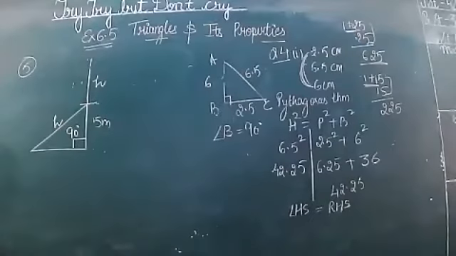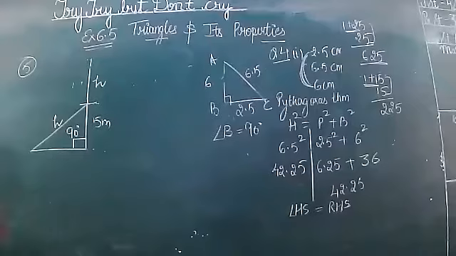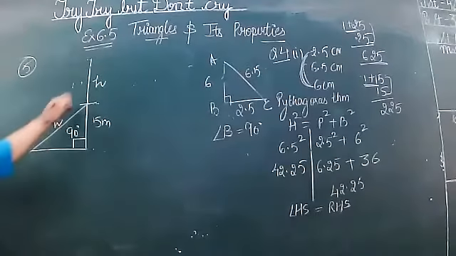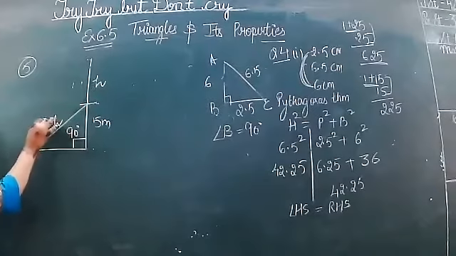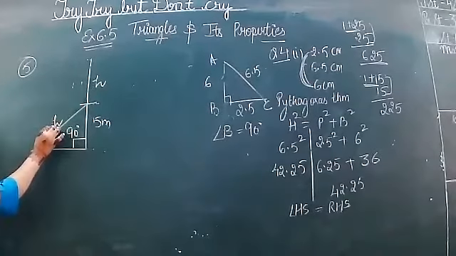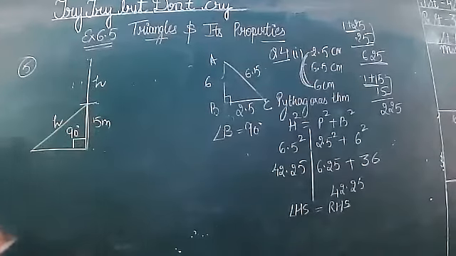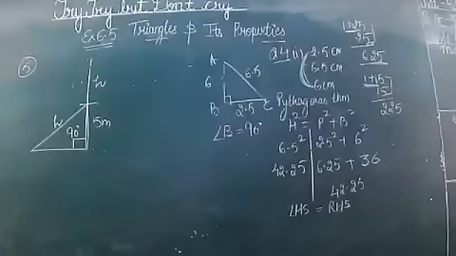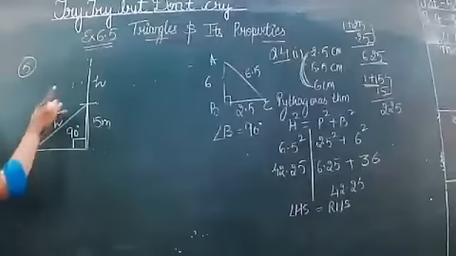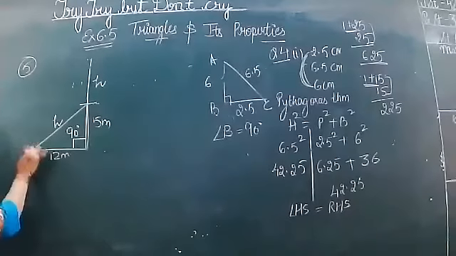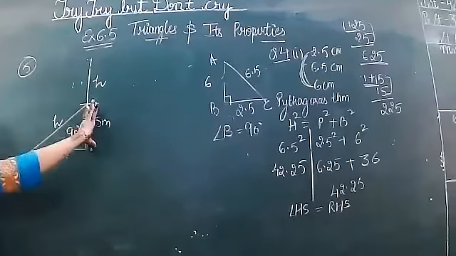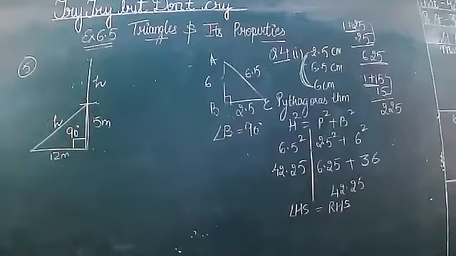Is it so? These two things will be equal. This is a right angle triangle, and the side which is opposite to the right angle is your hypotenuse. The top touches the ground at a distance of 12 meters from the base of the tree. So base is given, height is given, hypotenuse is missing, that you have to find.